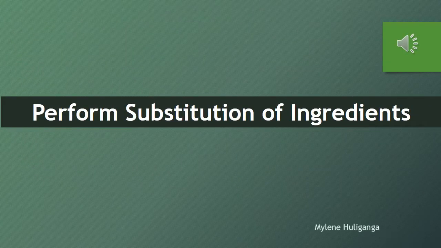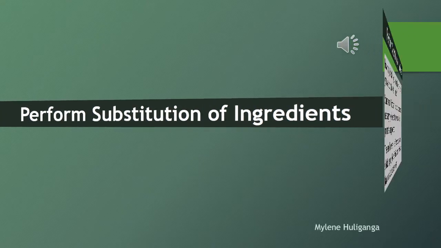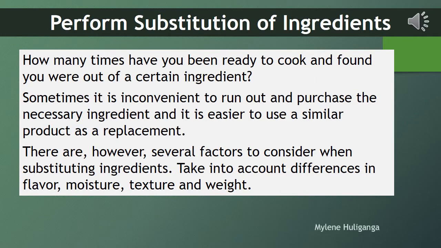Perform substitution of ingredients. How many times have you been ready to cook and found out you were out of a certain ingredient? Sometimes it is inconvenient to run out and purchase the necessary ingredient, and it is easier to use similar product as a replacement. There are, however, several factors to consider when substituting ingredients. Take into account differences in flavor, moisture, texture, and weight.